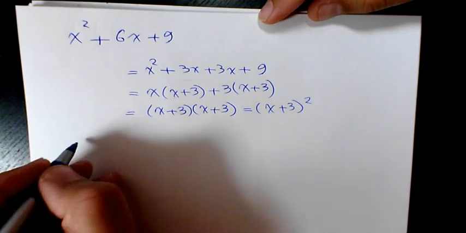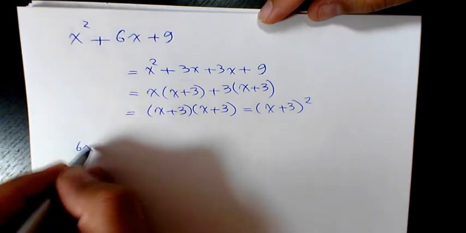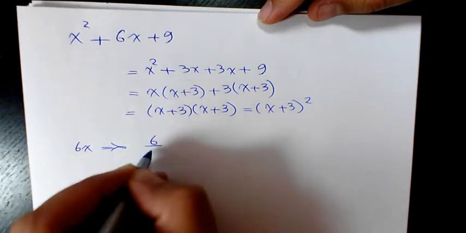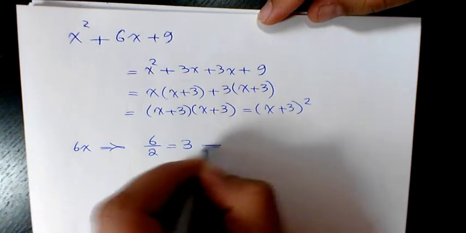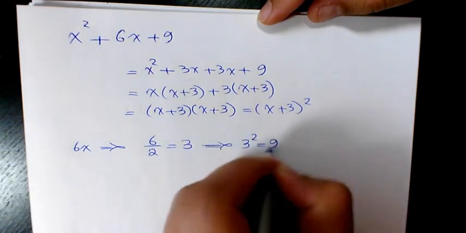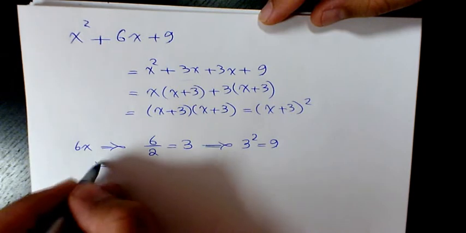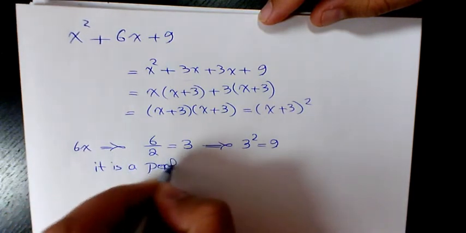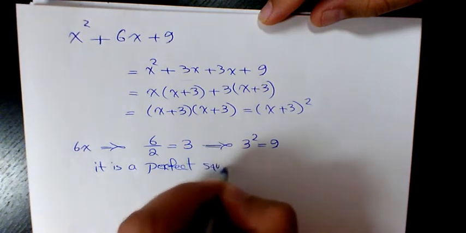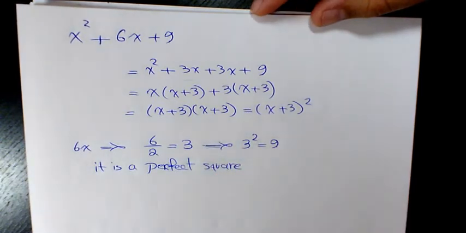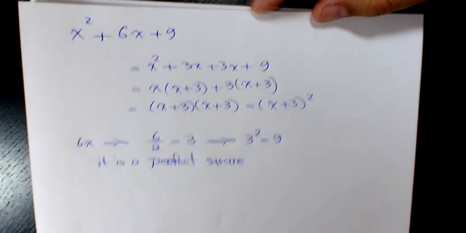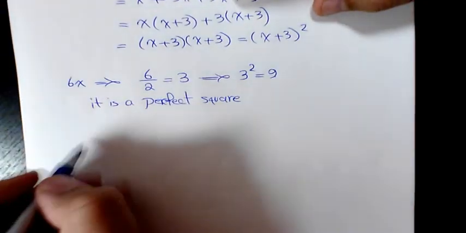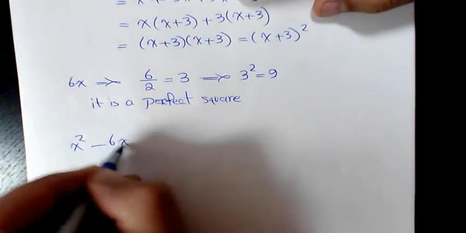For the other method, we take 6x. 6 divided by 2 is going to be 3. Then we make it squared, which is going to be 9. So it is a perfect square. So one of these methods is enough in order to find out if it is a perfect square trinomial or not. What about if we have x squared minus 6x plus 9?